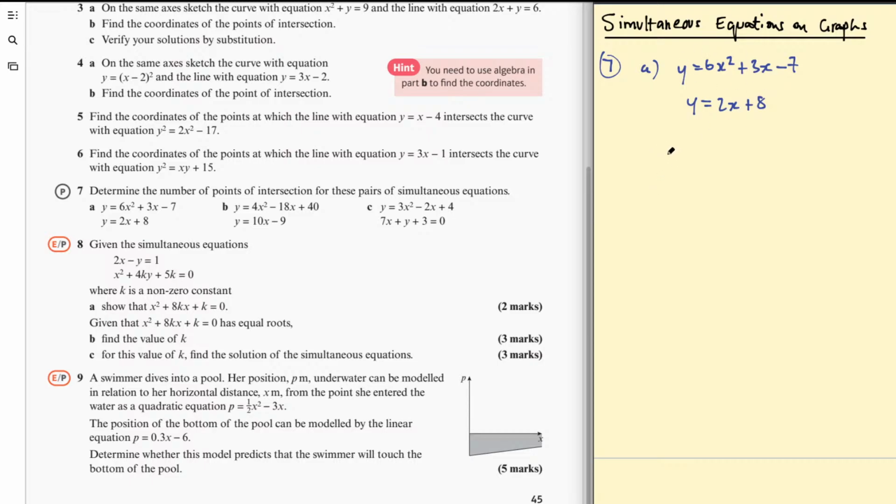We would get y equal to 6 multiplied by 2x plus 8 plus 3 times, sorry, I've done it the wrong way around, haven't I? 2x plus 8 is equal to all of this, 6x squared plus 3x take 7, and then we simplify it.